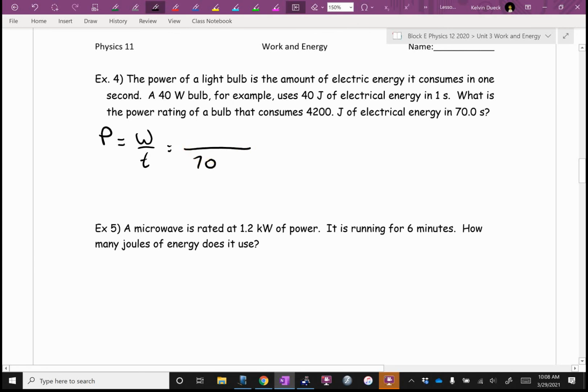Did they tell me how much work is done? How much energy, electrical energy we used? 4,200 joules of electric energy. Okay. How many watts is this bulb? You might even be able to do this one in your head, because I think it ends up being 420 divided by 7. 60? Even, yes? It's a 60-watt bulb.